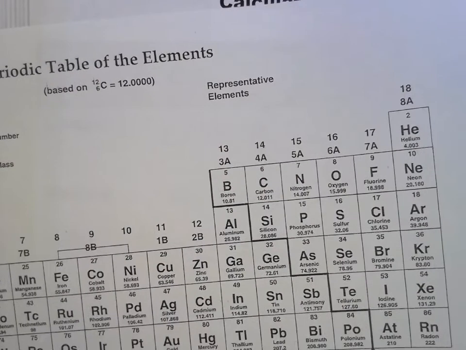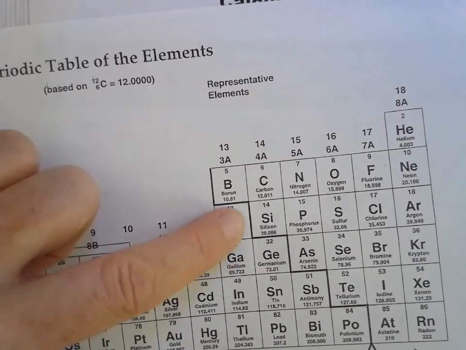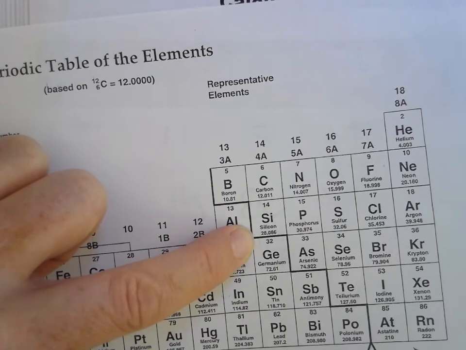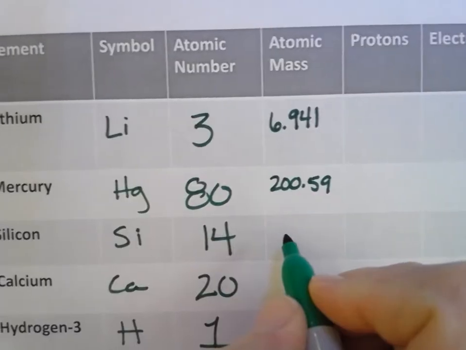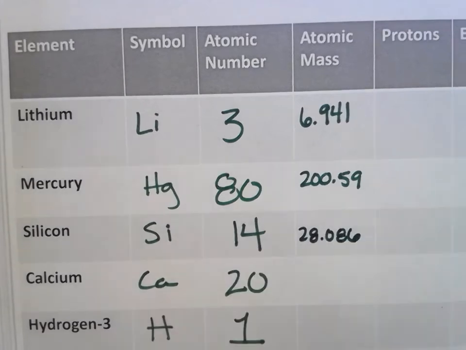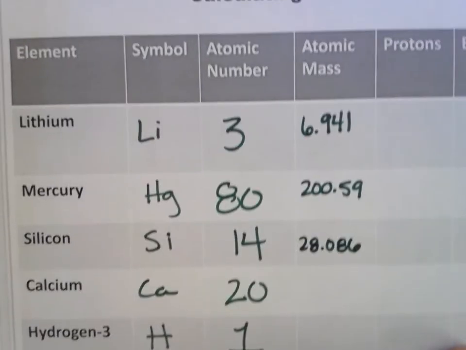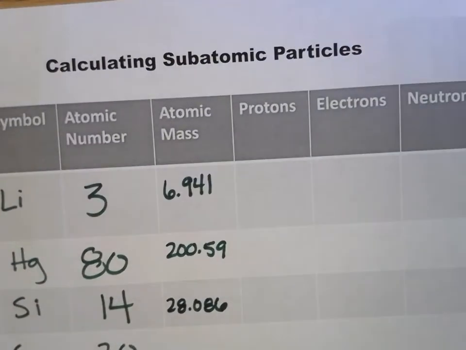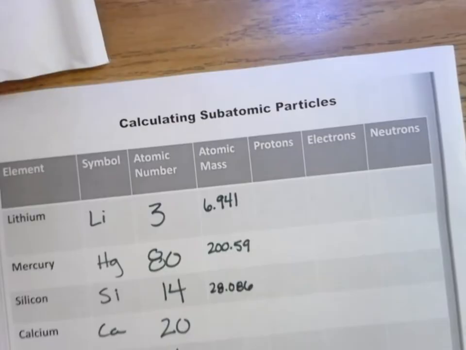These are usually decimals. Silicon, we'll do one more. Silicon is over here. The atomic mass is on the bottom, 28.086. Here we go, 28.086. So those are just found on the periodic table. We're going to move this back up. You can fill in the rest. You get the idea, hopefully.